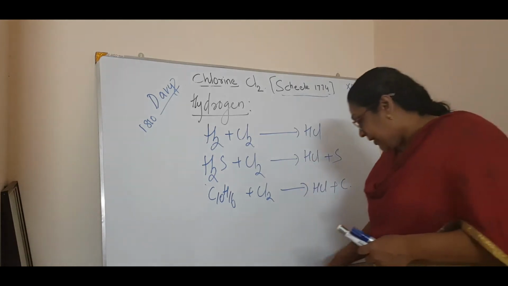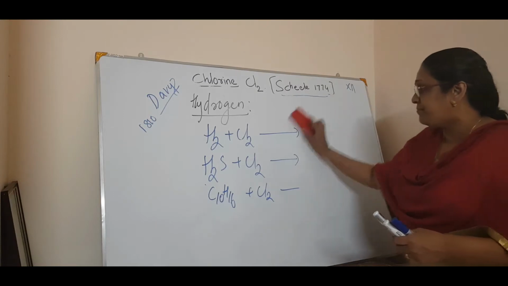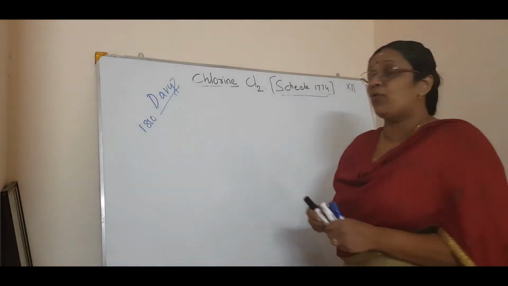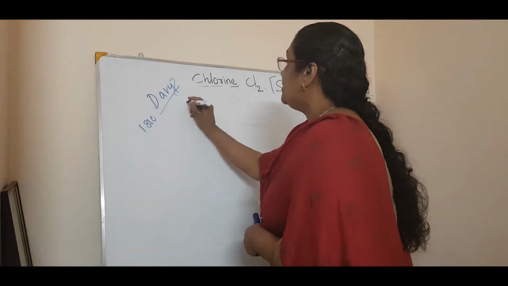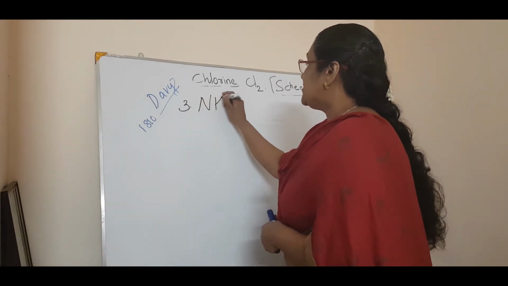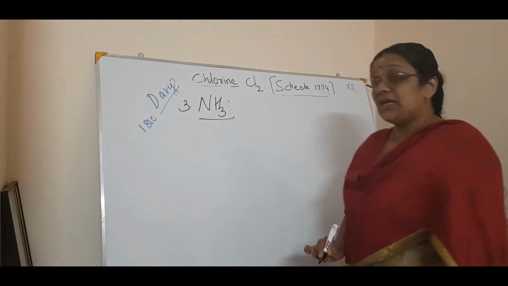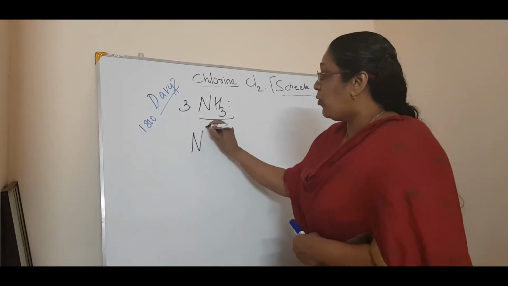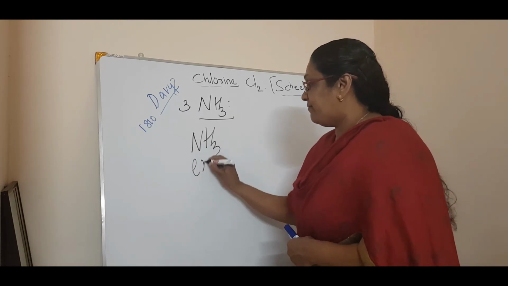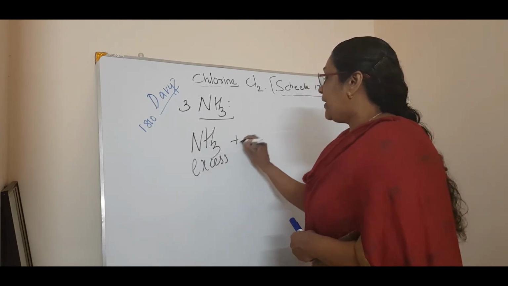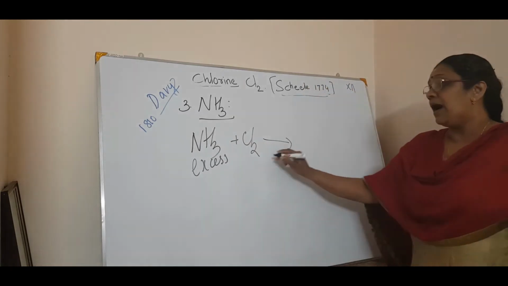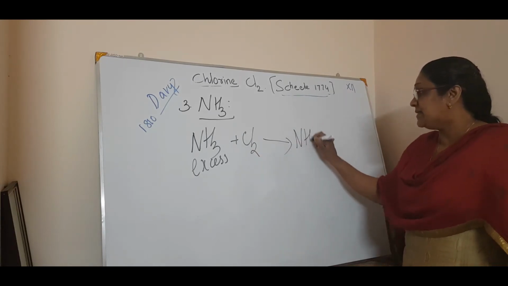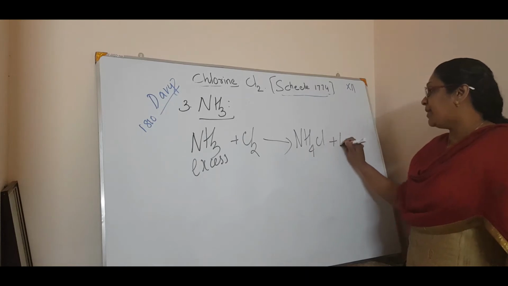Now, coming to the third one, it's very important. It reacts with ammonia. The third reaction is with ammonia. It's also a very important reaction. See, two types of reactions are there for ammonia. One is, when you treat chlorine and ammonia, if the ammonia is in excess, what will happen? The product is ammonium chloride plus nitrogen.